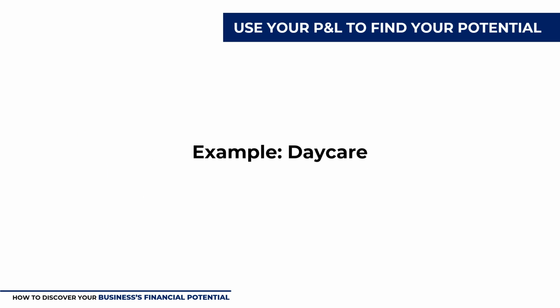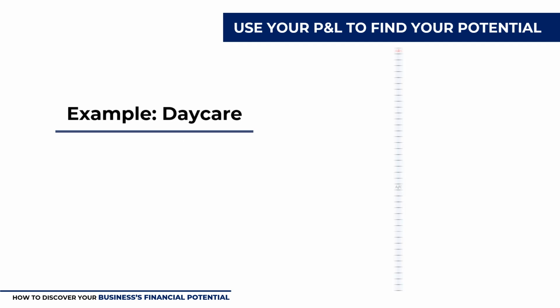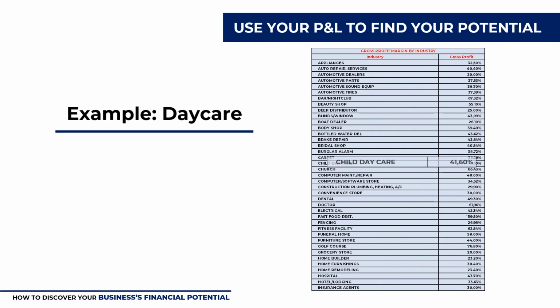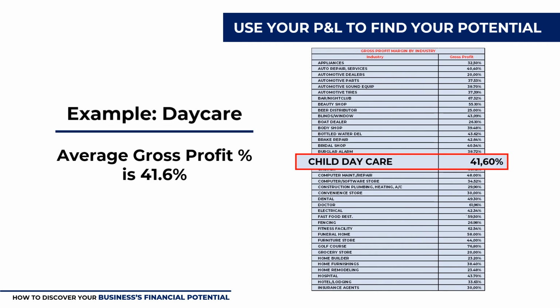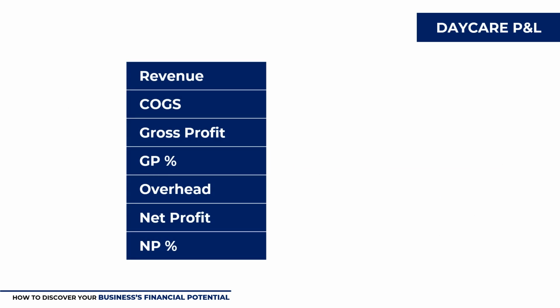Let's use a child daycare facility as a case study to see how this works. Let's Google gross profit margin by industry and we get this chart. We scroll down to childcare and discover the average gross profit margin for a child daycare is 41.6%. Let's compare that average GP percent with this childcare's P&L.